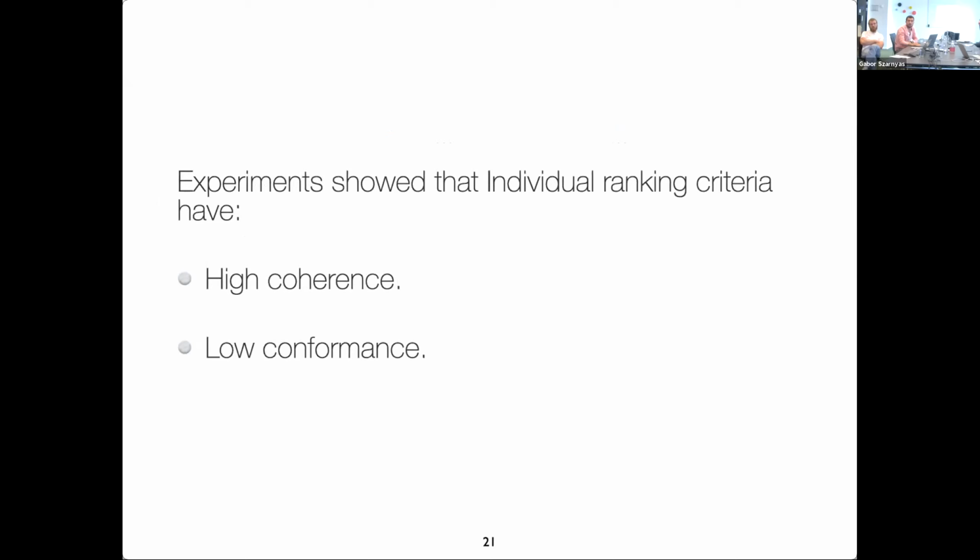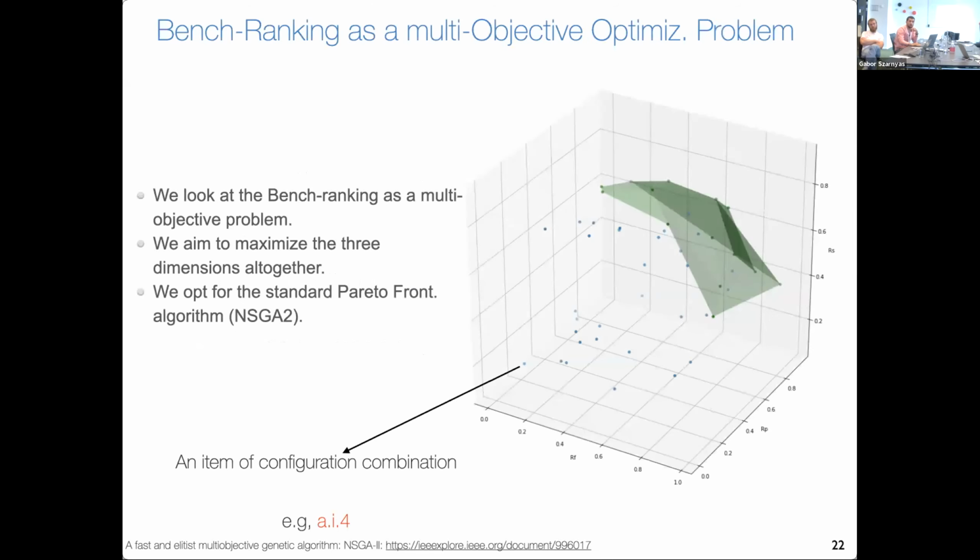Experimentally, for these individual ranking criteria that I have mentioned, we have high coherence. They give reasonably coherent results when we scale up to larger data sets, but they give low conformance results or ratios. That brings us to the idea of using bench ranking as a multi-objective optimization problem. We can look at this problem as a multi-objective optimization problem in which we try to maximize the three dimensions all together: ranking by schema, ranking by partitioning, and ranking by file format.